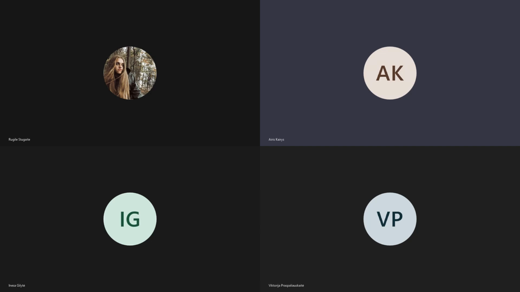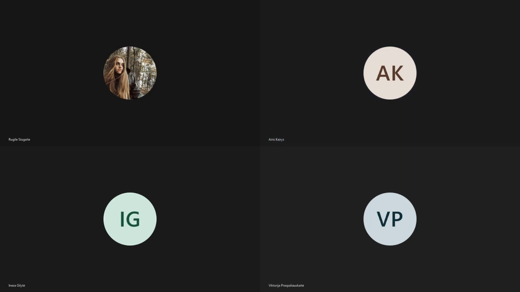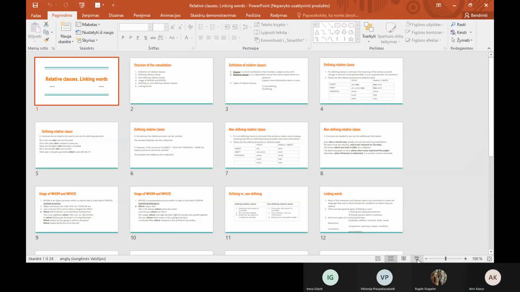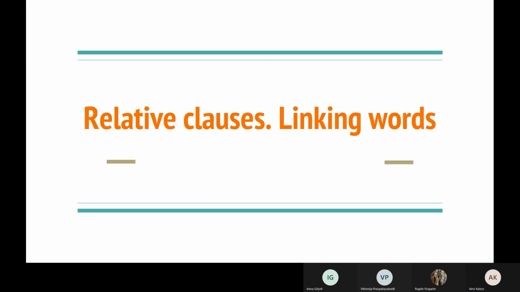Techniniai nesklandumai, nesuprantu, palato, bandau. Ai. Dabar turėtumėt matyti. Matosi? Taip. Taip.